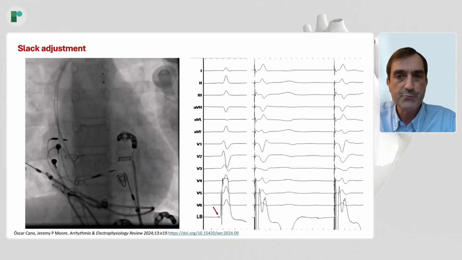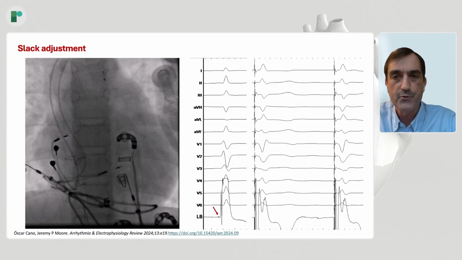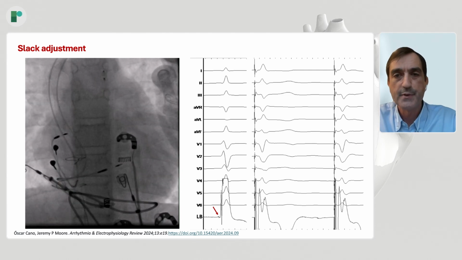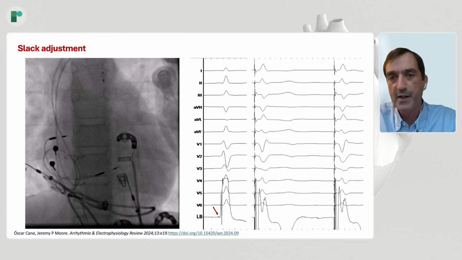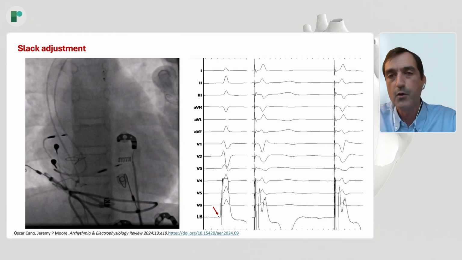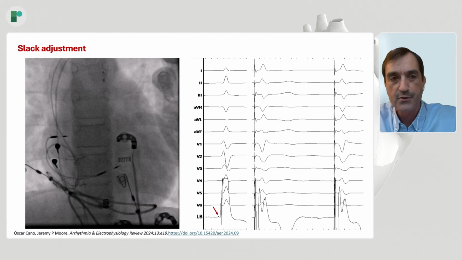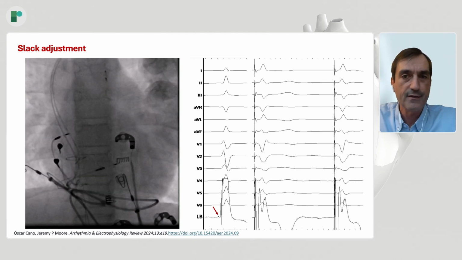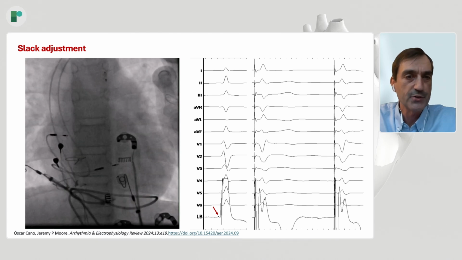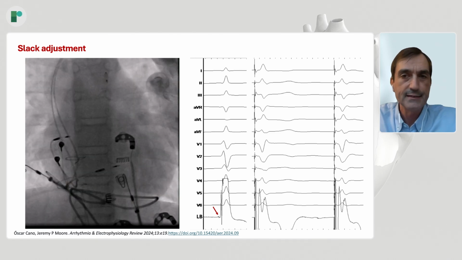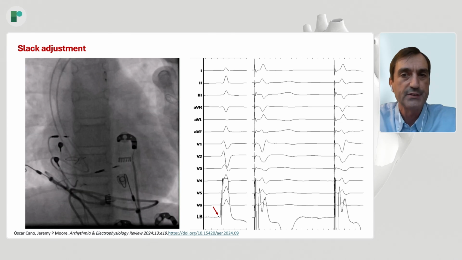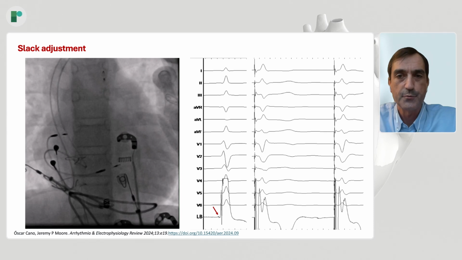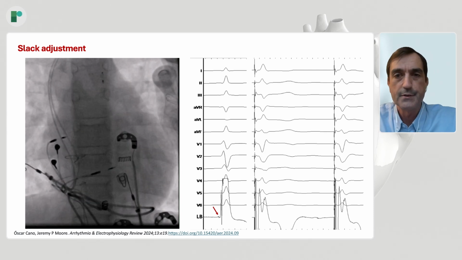The small series published so far in these patients have reported significant improvement in New York Heart Association functional class, and also improvement in the left ventricular ejection fraction of those patients who had previously developed pacing-induced cardiomyopathy with conventional right ventricular pacing. This is an example of a patient with congenital complete atrioventricular block, highlighting that in this patient it is very important to adjust the lead slack at the end of the procedure, because these patients are going to be continuously growing over the years.